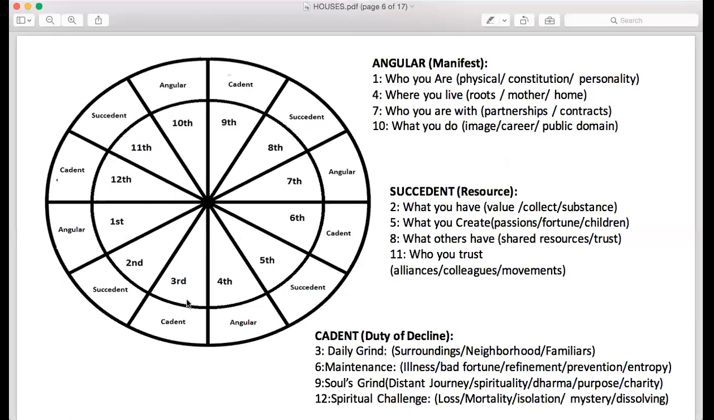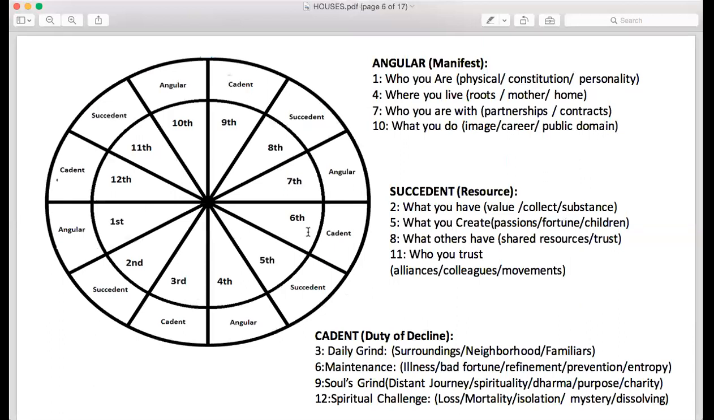It's where you go, who you see on a daily basis, even if you don't know who they are. These things shape our consciousness in subtle ways because we are surrounded by them immediately. This is generally the house of brothers, siblings, and usually younger siblings, depending on the author of the text. So this is the daily grind.